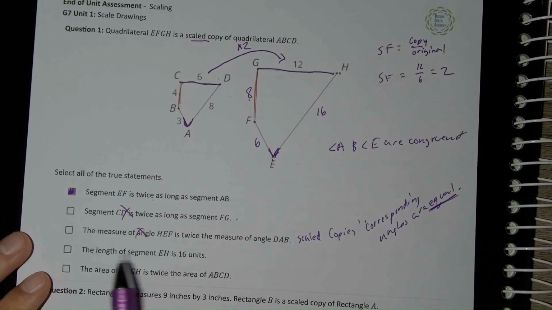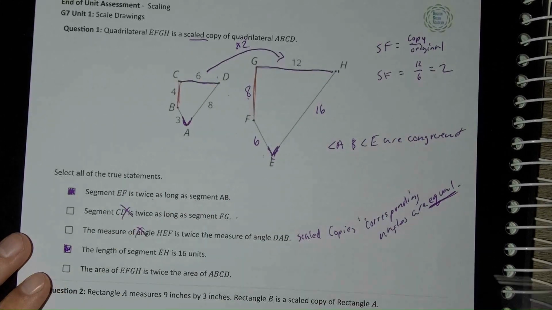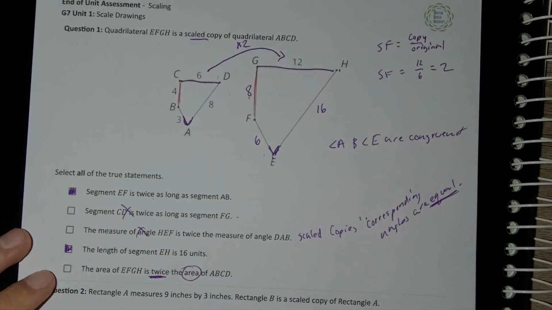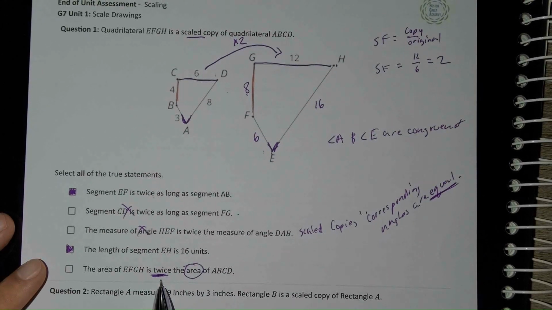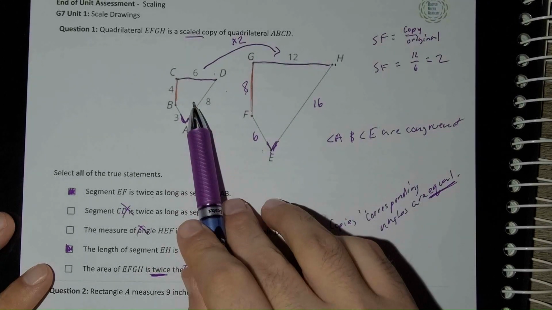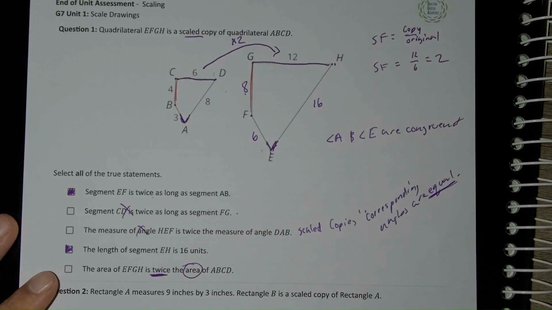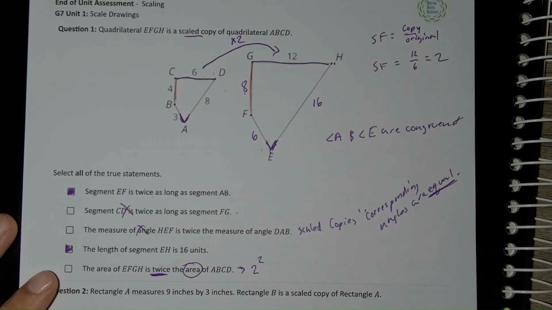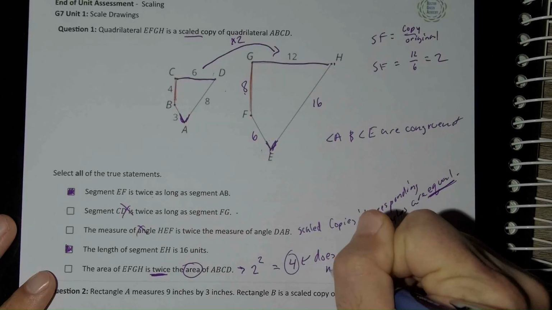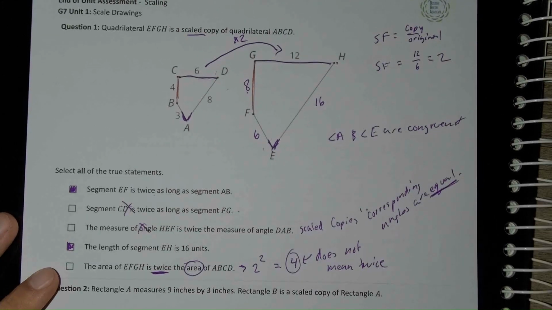Here it says the length of segment EH is 16 units. We can see EH here. We applied our scale factor of 2, so that makes this one true. Then our next one, the area of EFGH is twice the area of ABCD. This is to throw you off because our scale factor is 2. What we need to remember is that to scale our area, we need to multiply our original area by our scale factor squared, our scale factor times itself. So 2 to the second power is 2 times 2, which is 4. That does not mean twice. We're going to see that in question 3 as one of our possibilities. It's actually quadruple the area.